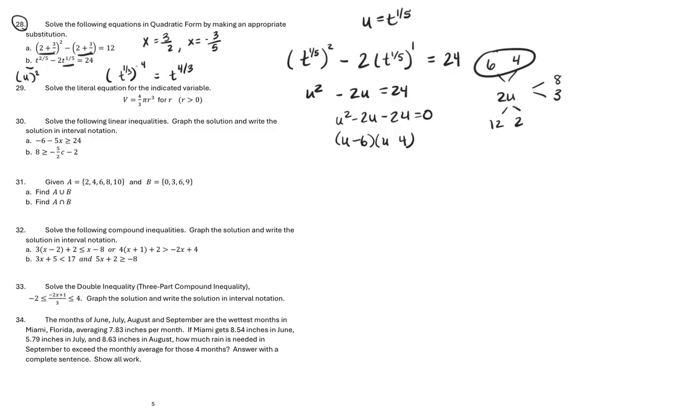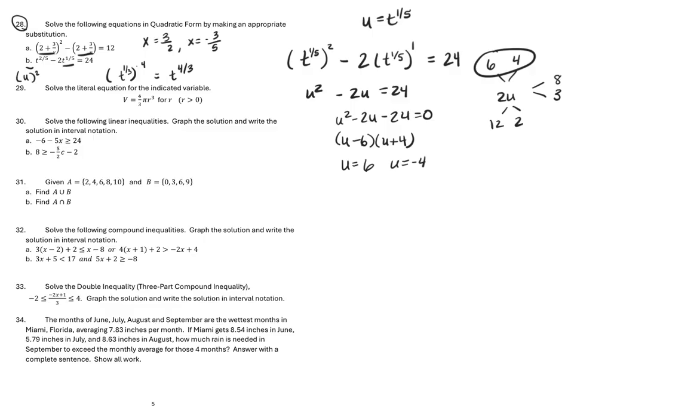And then I want this to stay negative. I need the 24 to stay negative as well, so I'm going to do a +4 so I can get that negative once I multiply them. So then I found out that u equals 6, and I also found out that u equals -4.